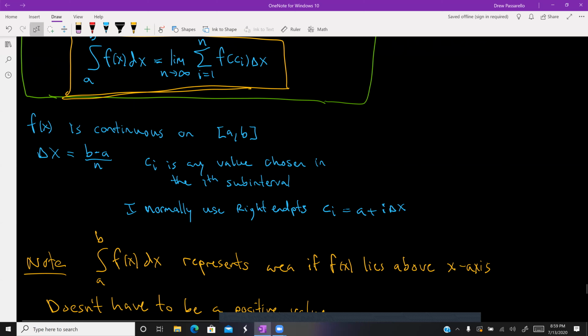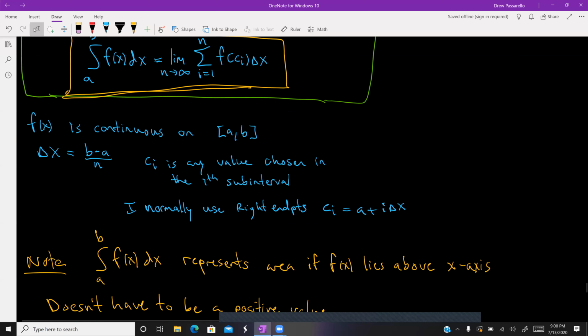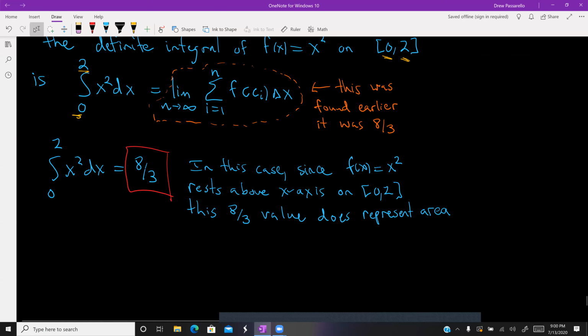So for our recurring example, the definite integral of f of x equals x squared from 0 to 2 is the following. I have the integral sign, our function x squared, and then 0 and 2, which are our a and b of the interval. That's equivalent to this infinite limit, which we already found earlier. We took the limit and we got it to be 8/3. So the definite integral is equal to 8/3.